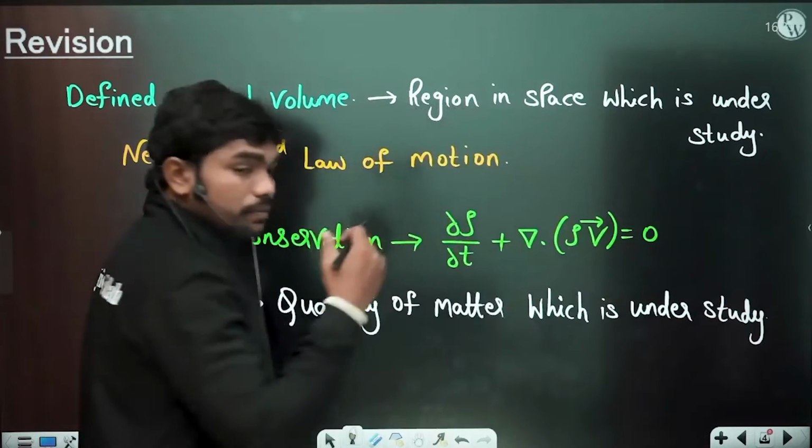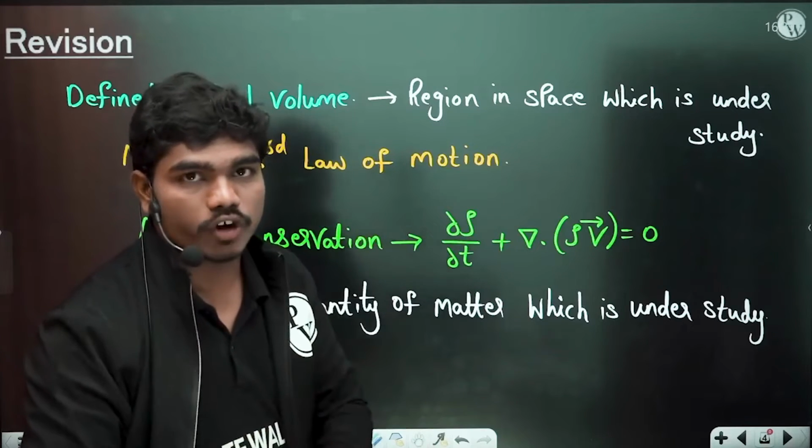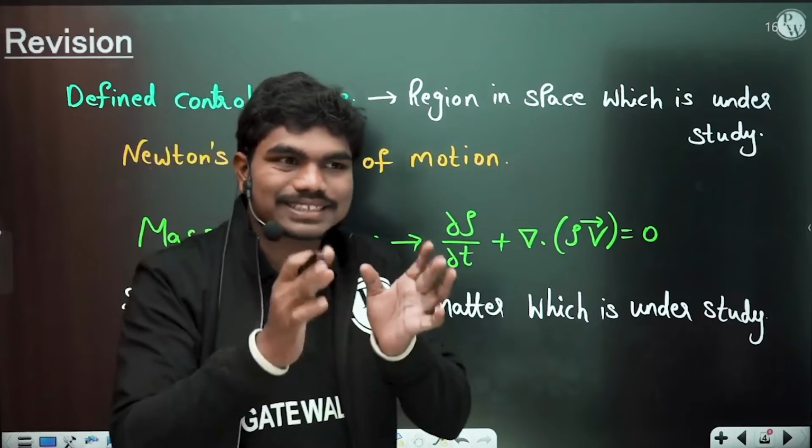These two need not be same. Sometimes what can happen, from a given volume, mass can flow out of the volume actually. Okay, so system is those number of particles.